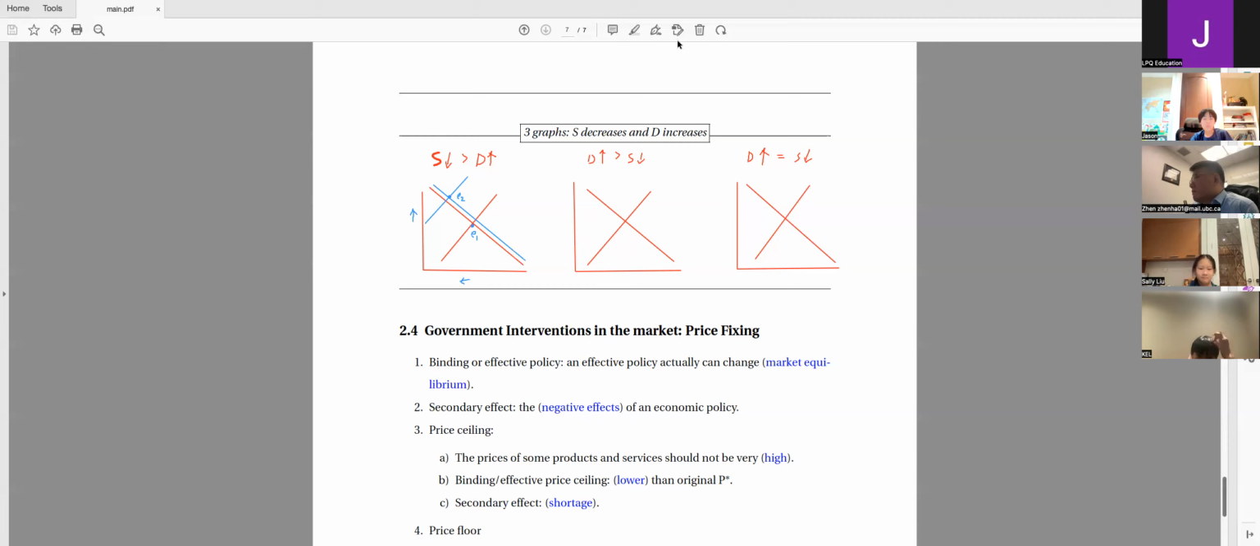Second graph, I shift the demand curve to the right by a lot, far away by a larger distance. I shift my supply curve to the left, but just a little bit. So E number 1 here, E number 2. Okay, so price is increasing, and quantity here increases. Third one, be careful.